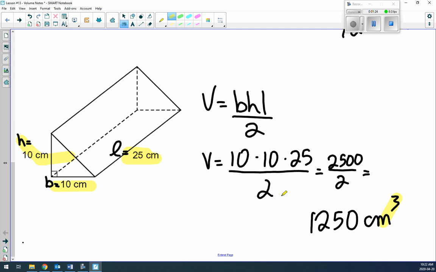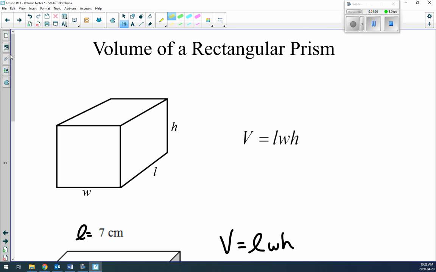Okay. Second page, let's try volume of a rectangular prism. Now, this one's really quite easy because we knew what the area of a rectangle was. It was just length times width. Now all we do is we multiply it by the height. So we have length times width and height. Just multiply them all together.